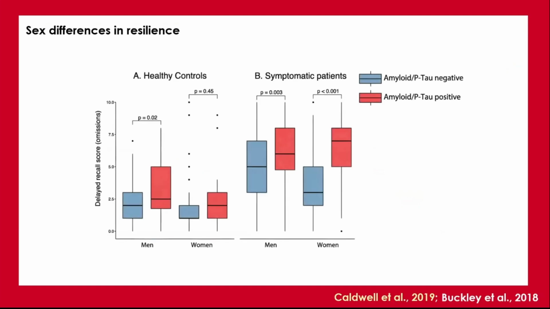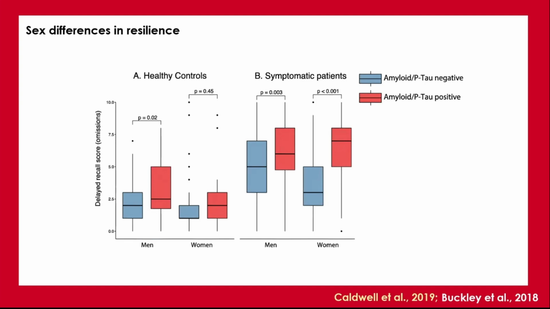I'm just going to give an amuse-bouche of some of the examples of this in the literature. This is a beautiful study by Jessica Caldwell and colleagues from a few years back. This is cross-sectional data, but essentially you've got one set of box plots on the left and one on the right. The left is healthy controls. On the right is symptomatic patients. On the left, in the healthy controls, they're simply showing men and women and whether or not they have elevated levels of AD biomarkers in cerebrospinal fluid.